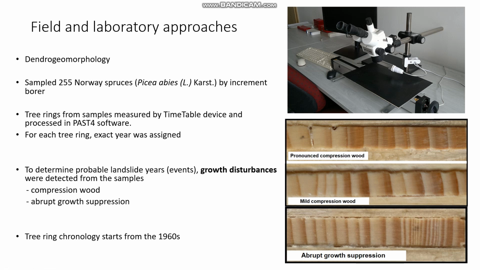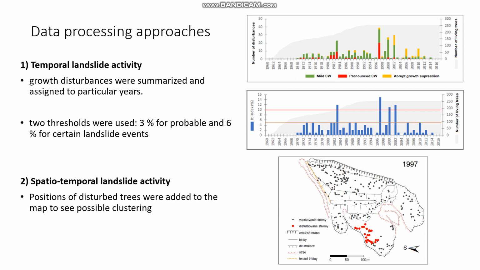Then I used abrupt growth suppression. Again, you can see the suppression here, and this is the first year of the suppression, so it is supposed to be the landslide year. And the tree-ring chronology starts from the 1960s because those trees weren't too old. As a first step, I compared the chronologies by summarizing all recorded disturbances. You can see some of the chronology on the right.